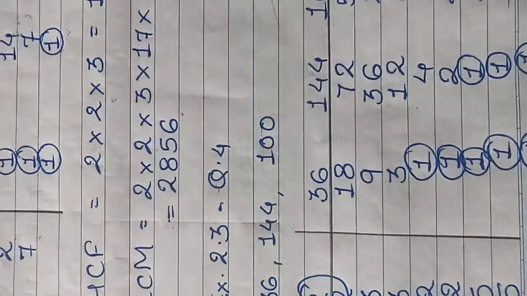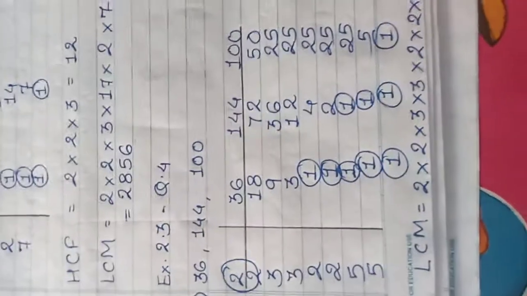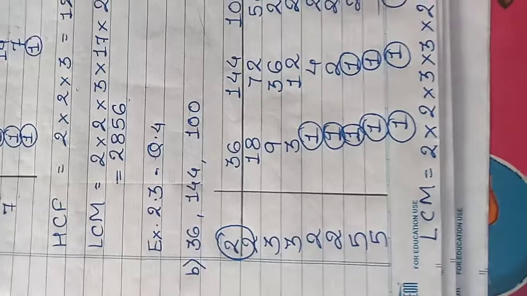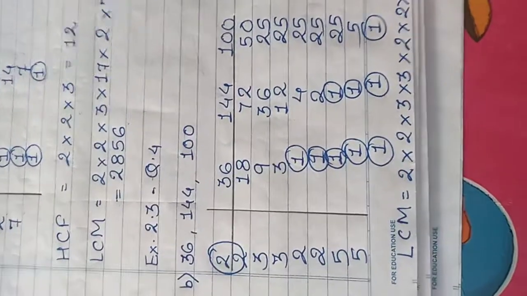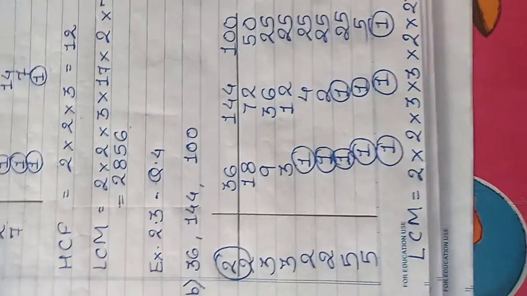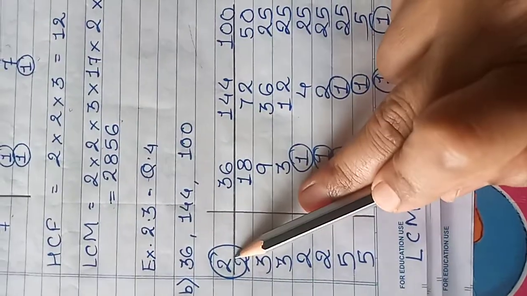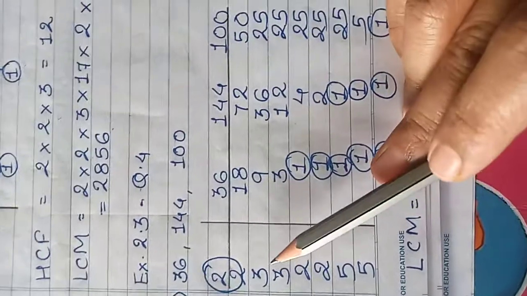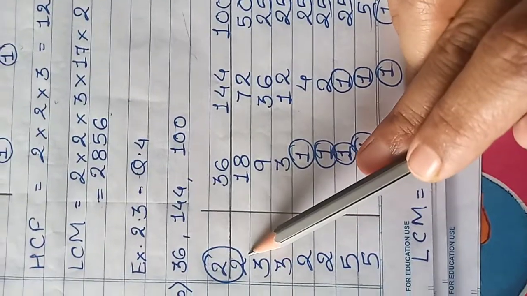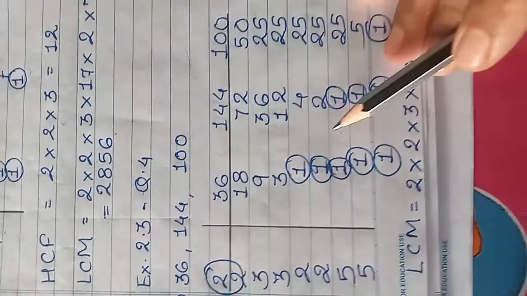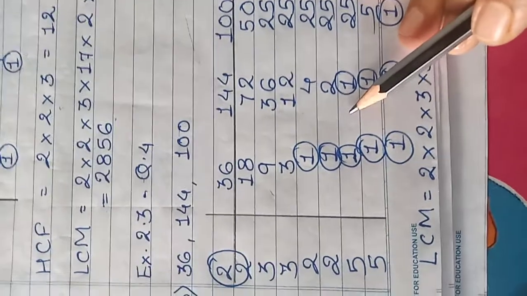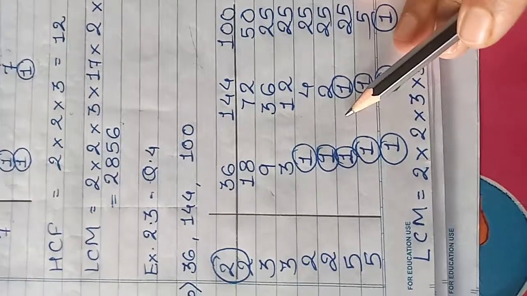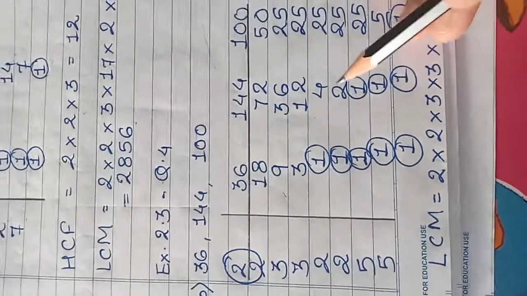Let us move to the next example. That is question number 4 from example 2.3, exercise 2.3b. Now we have three numbers, 36, 144 and 100. First I will divide by 2. I got 18, 72 and 50. After that I will again divide by 2. I got 9, 36 and 25. Now there is no other common factor, so I have encircled this 2 into 2, 2 and 2. My HCF is, right children, 2 into 2, 4.